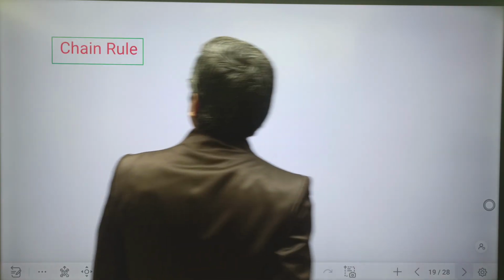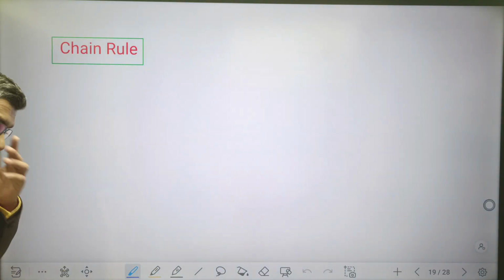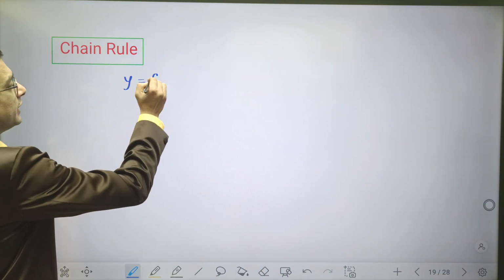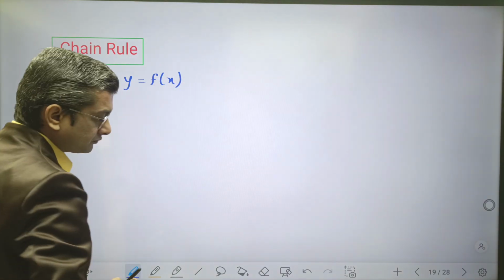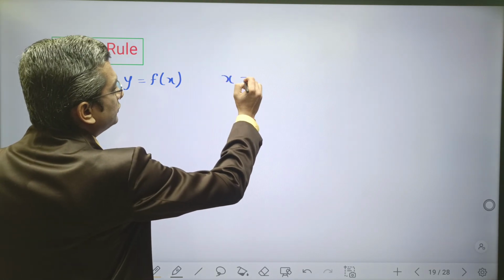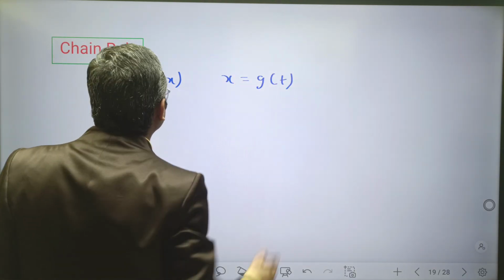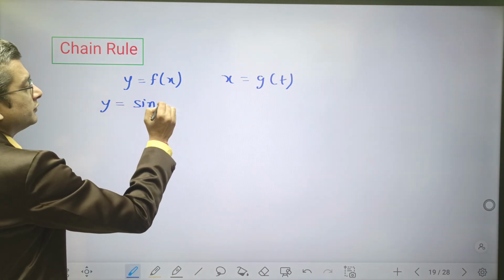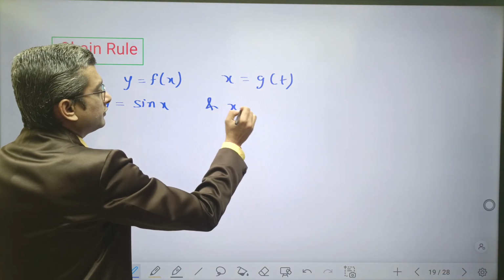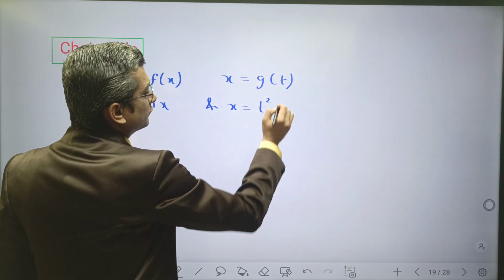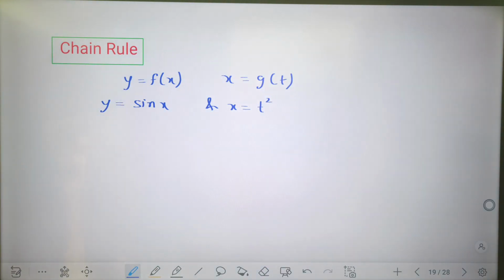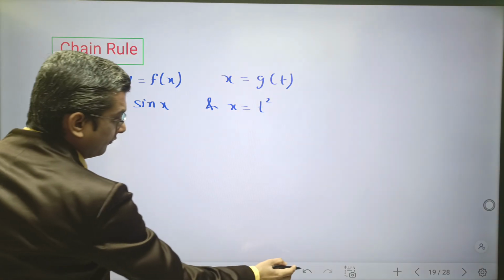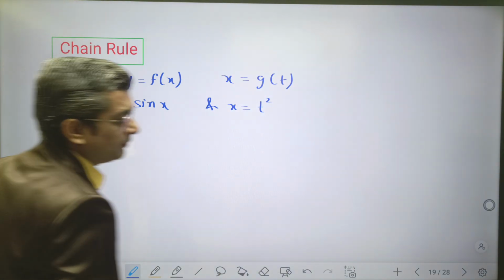Now next is the chain rule. Here, very important, dear students. Suppose y is a function in x and x is a function in t, isn't it? I'm giving the example. Suppose y is equal to sin x and x is equal to t square, and you have to find dy by dt. We have to find dy by dt.